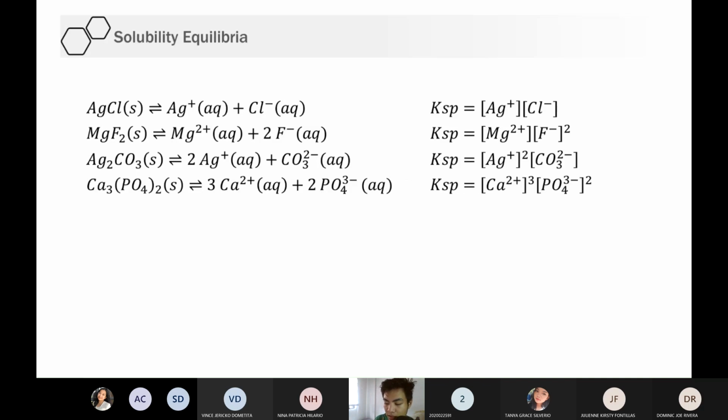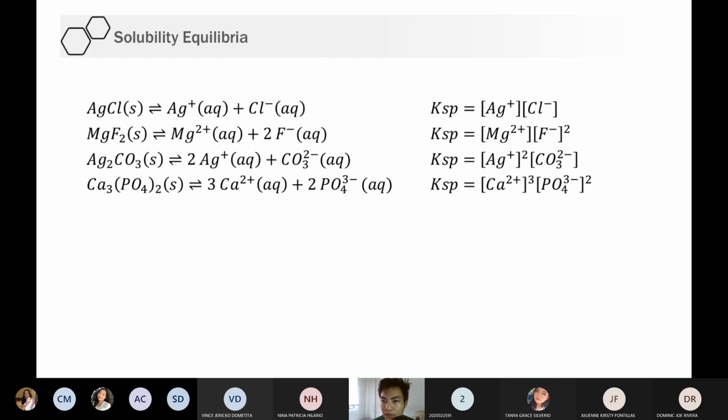This is called the solubility equilibria. So, look at the examples I showed here. So, how can we describe solubility equilibria? By just looking at the following examples. So, we have silver chloride, which we know is a precipitate. Magnesium fluoride, also a precipitate. Silver carbonate, also a precipitate. And we have calcium phosphate, another precipitate.